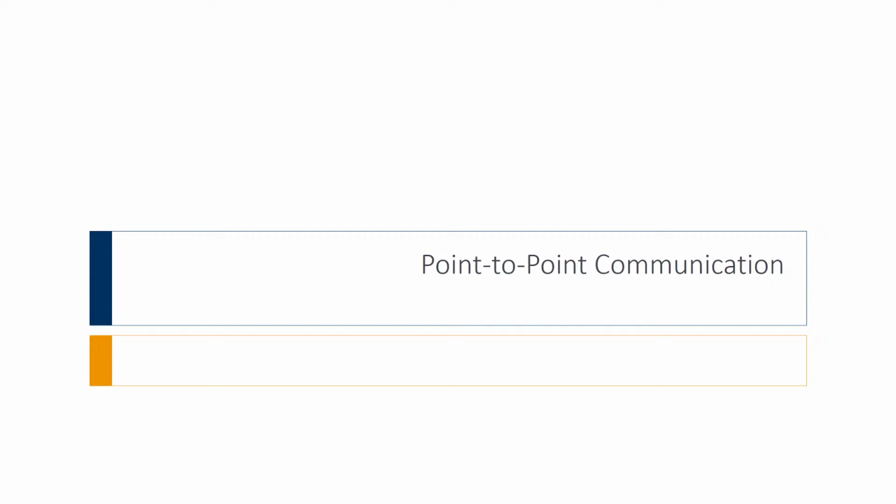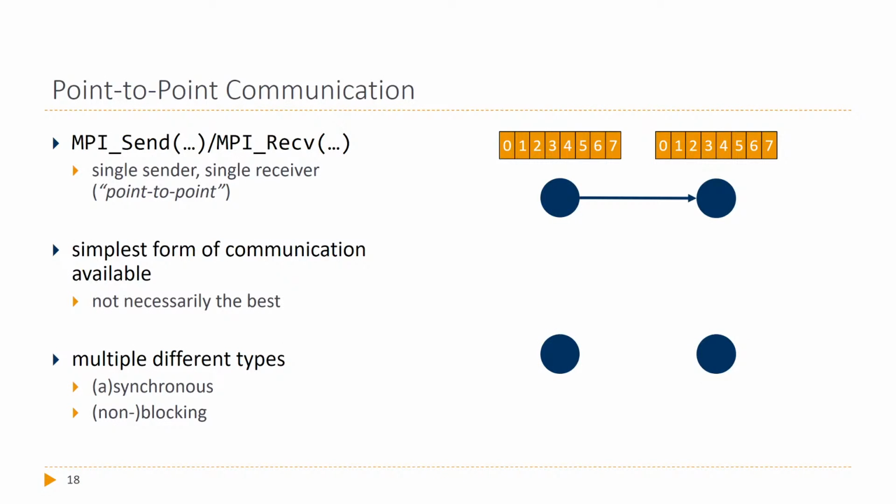Now, this was all the information on the MPI basics and characteristics and why it's useful. Now, we're going to go into a little bit more detail on point-to-point communication, and in a few slides, we're going to move to collective communication. Now, point-to-point communication is aptly named because it means single sender, single receiver. The functions for that are simply called MPI_Send and MPI_Recv, not too difficult. It's the simplest form of communication available.